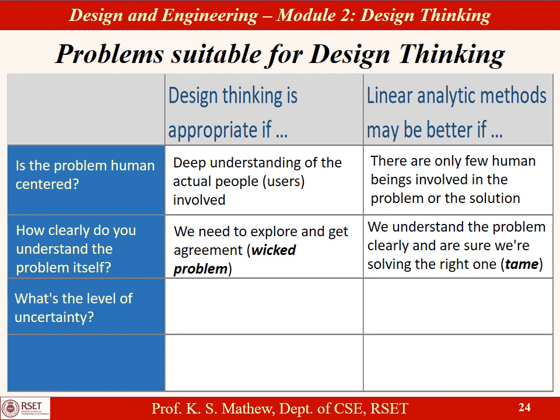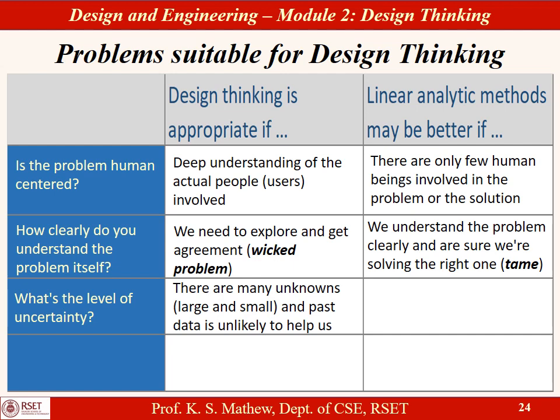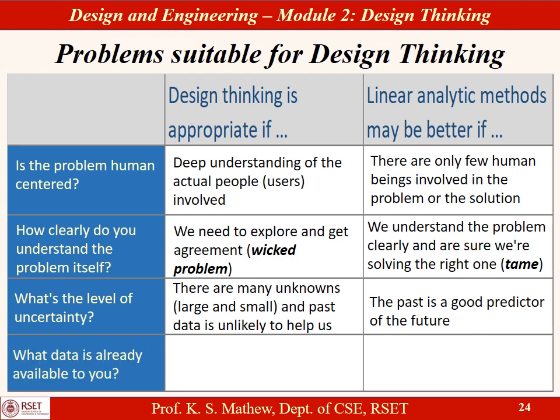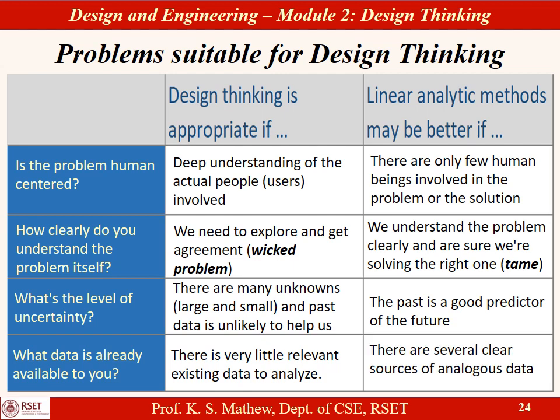What is the level of uncertainty involved in the problem? There are many unknowns, large and small, and past data is unlikely to help us. The past is a good predictor of the future. There is not much uncertainty. Past data is good for predicting the future. In that case, you can apply analytical problem solving approaches. What data is already available? There is very little relevant information or existing data to analyze. There are several clear sources of analogous data available which will help to solve the problem. In that case, you can go for analytical methods.